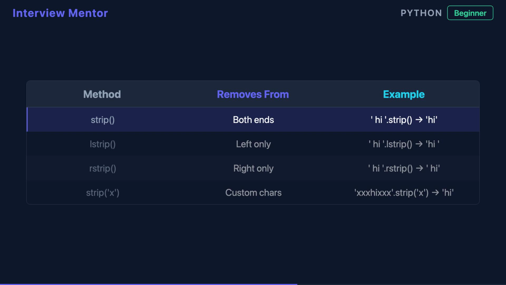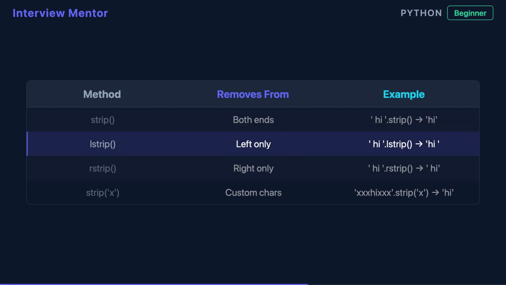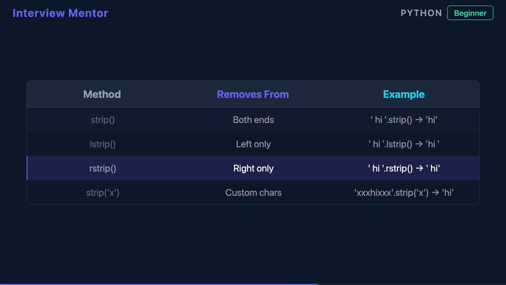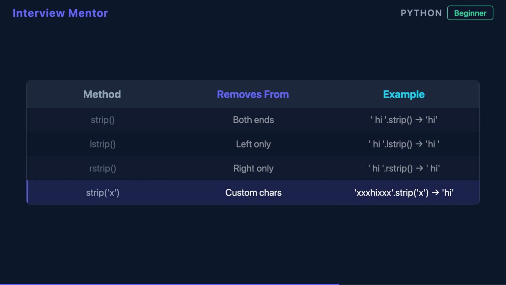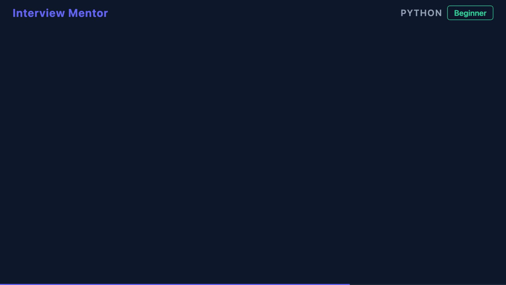the right side. And here's a bonus. Strip can take an optional argument to remove specific characters instead of whitespace. Pass in a string of characters, and strip will remove any of them from both ends.